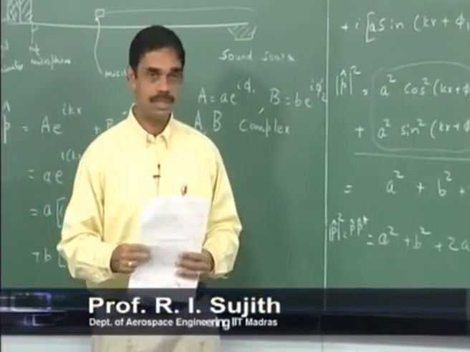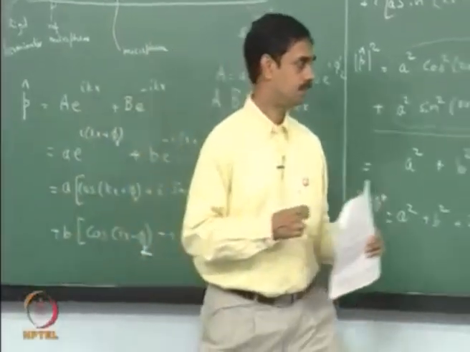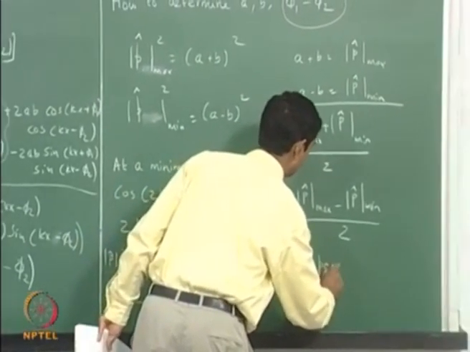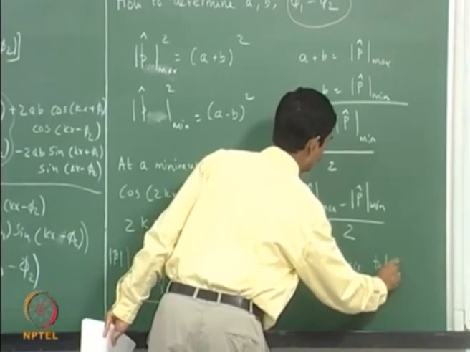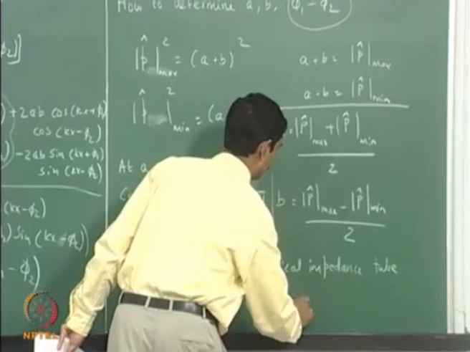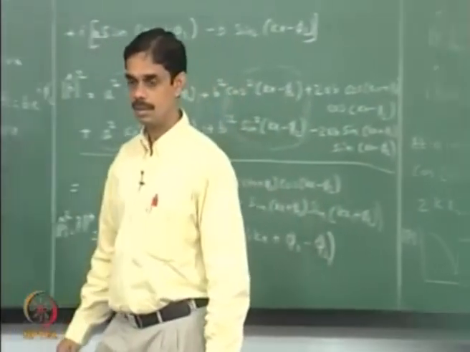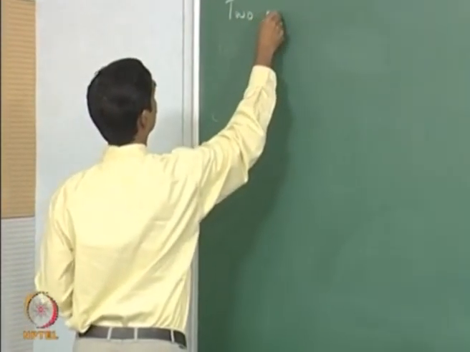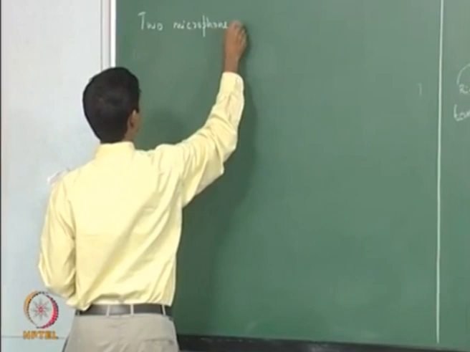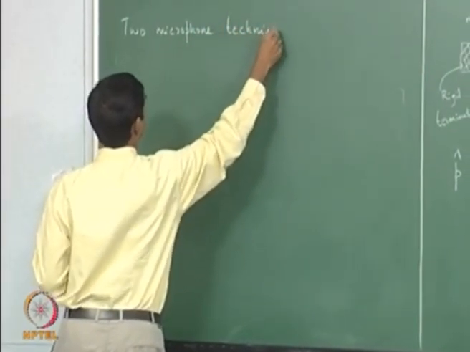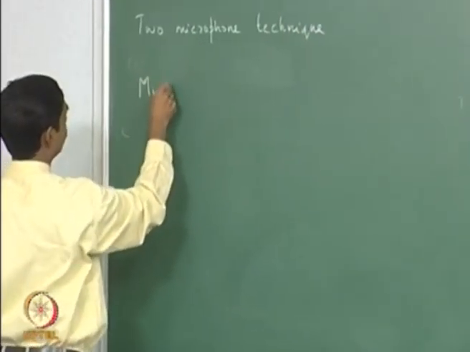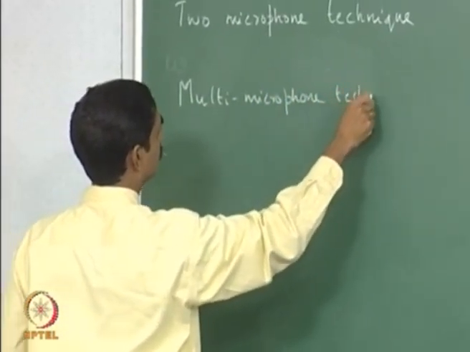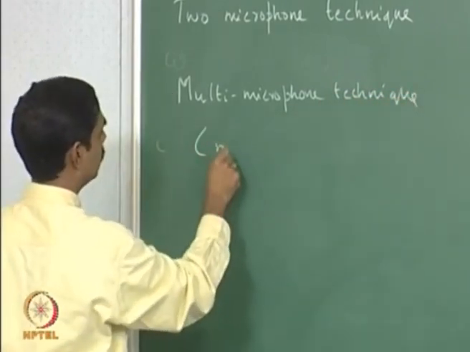And so this is the classical impedance tube technique, whatever I just mentioned. There are two variants to this technique. One would be called the 2-microphone technique, and another one is called the multi-microphone technique, or alternately can be called the modified impedance tube technique.